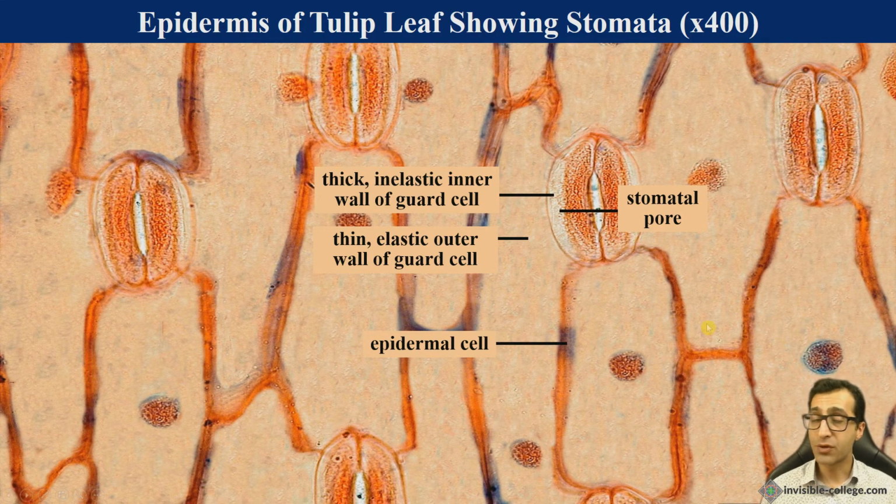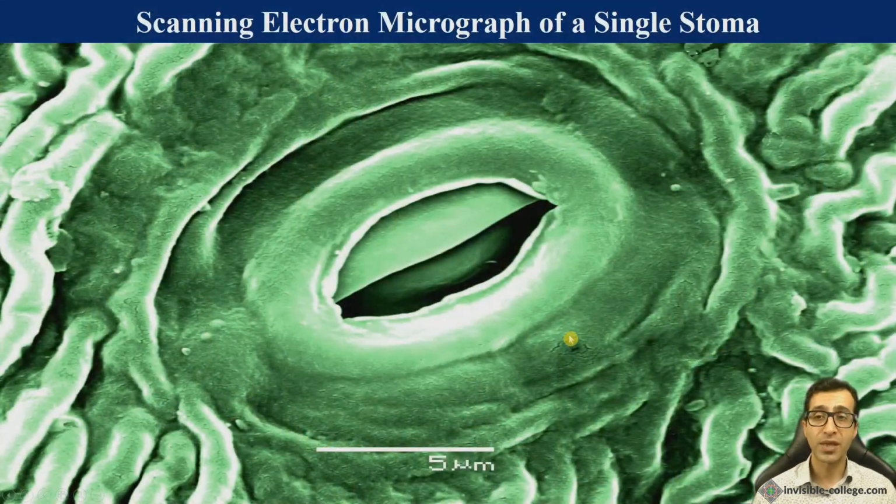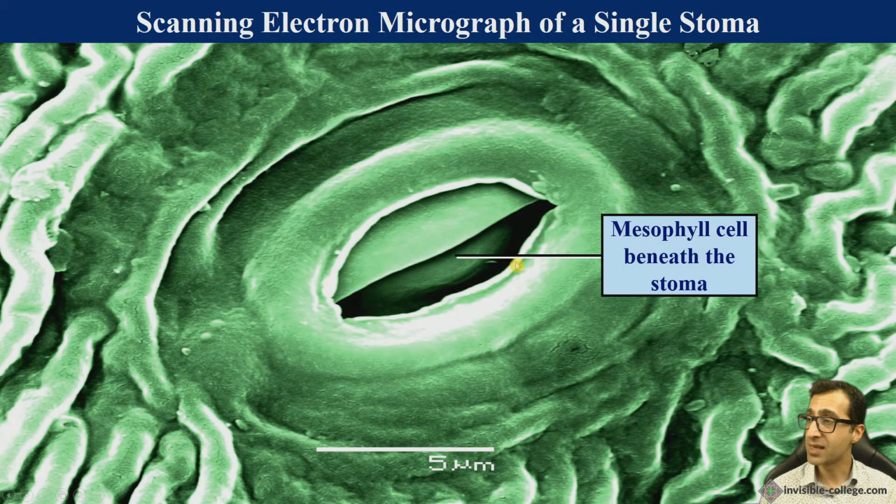Now, if we view these under an electron micrograph, this is what they would look like. So this scale bar gives you an indication of the size here. Here we can see this stoma is open, and through the open stoma we can actually see one of the mesophyll cells beneath that stoma.